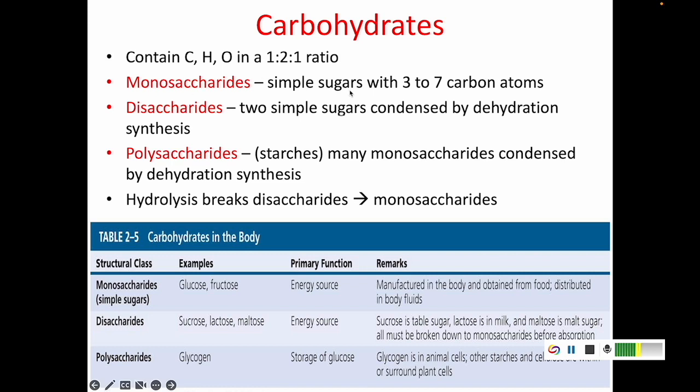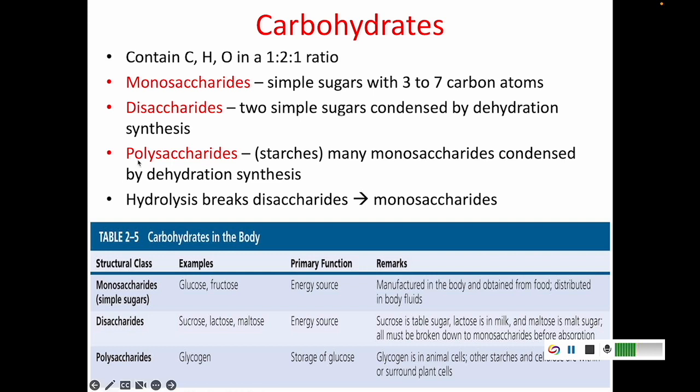A monosaccharide is a simple sugar. It'll be 3 to 7 carbon atoms. Not going to get bigger than that. Monosaccharides would be things like glucose and fructose. Your body uses them as an energy source. Plants can make it from photosynthesis. Things that need to eat, things like us, are going to obtain that energy from food.